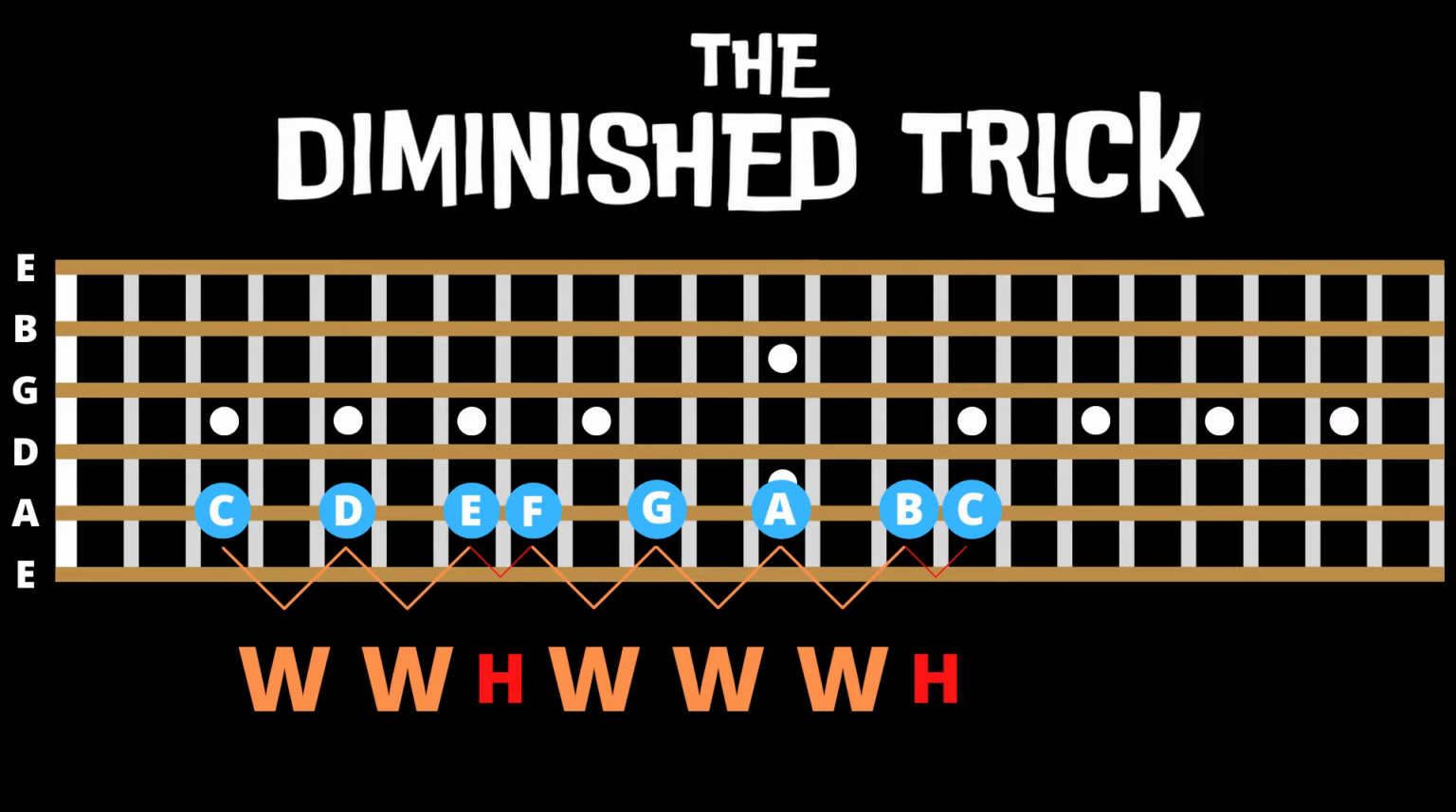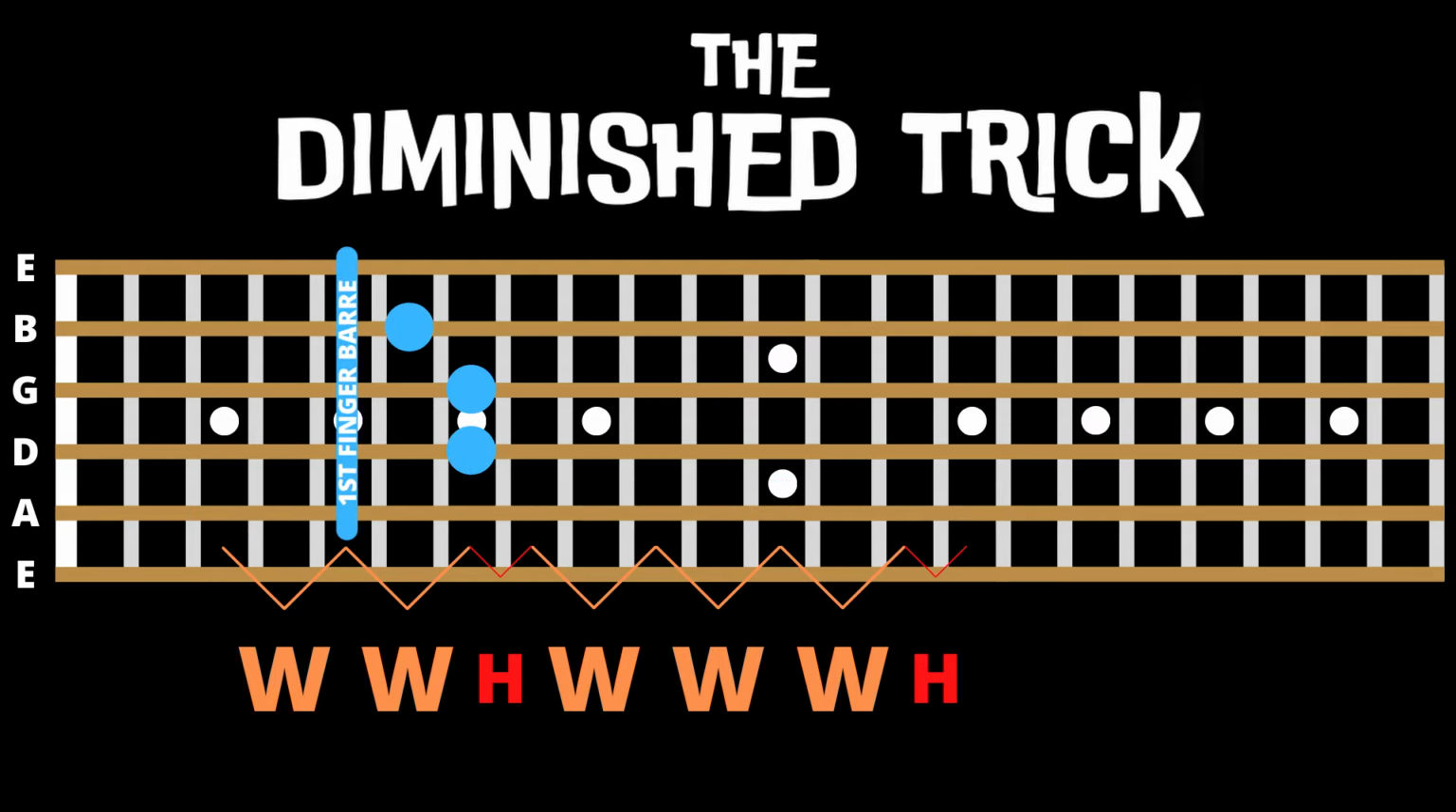Now many of you watching will know that certain triads can be built from each note in the major scale. For example, C, D minor, E minor, F, G, A minor, and B diminished.